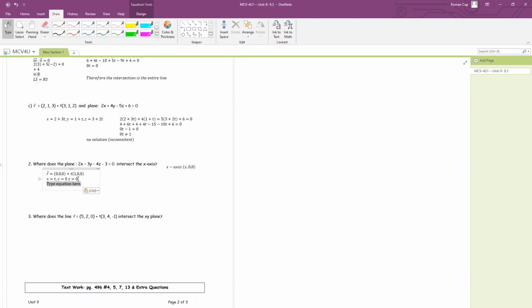So what we're going to actually do is just plug these values back into the equation of the plane, and we're going to solve for t. So we're going to get 2t minus 3 times 0 minus 4 times 0 minus 3 is equal to 0. That'll simplify to 2t minus 3 is equal to 0. Furthermore, we're going to bring 3 to the other side and divide by 2. So t is equal to 3 over 2.